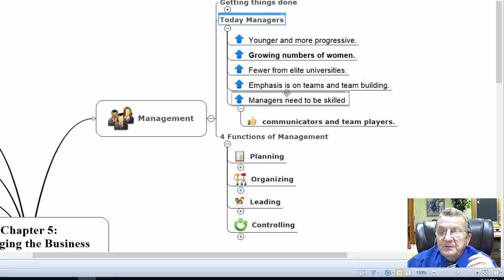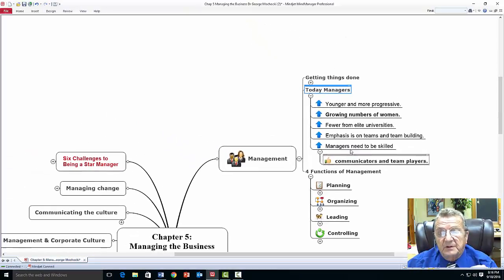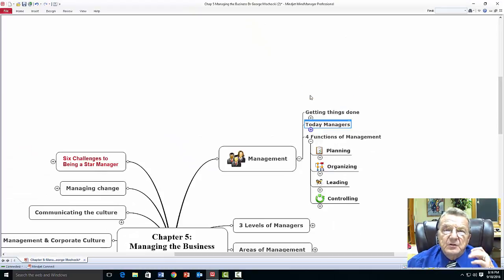Okay, emphasis on teams and team building. That's just the focus. Managers need to be skilled communicators and good team players. What I tell them in leadership is that to be a good leader, you have to be a good follower. There's one thing you can learn about management, but you have to understand the people you're managing. You have to understand them more than just as a number or a name. You have to understand them just like you would an individual family member. So if you go into that position, why do you want to be in management?